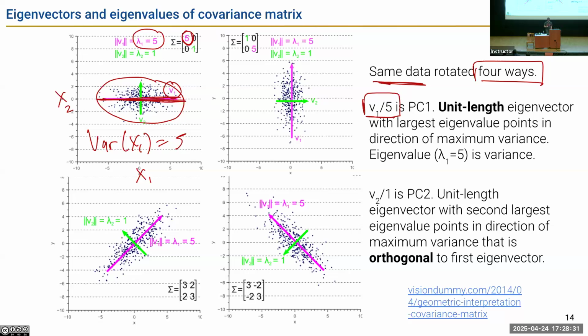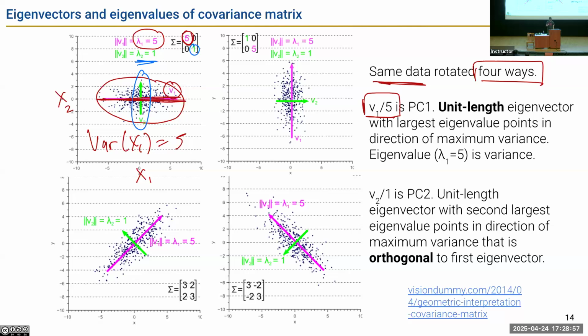So we're dividing it by 5 so that it's a unit length vector. Okay, PC2, what's the second principal component? It's the direction of maximal variance with the constraint that it needs to be orthogonal to the first principal component, which we can see is just parallel now to the y-axis. That variance is 1, and so that eigenvalue is also 1.